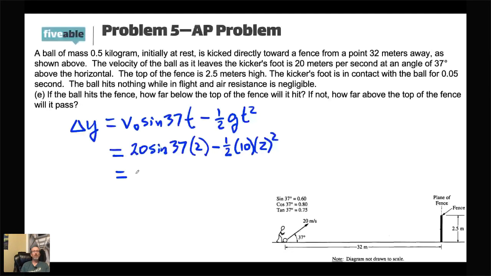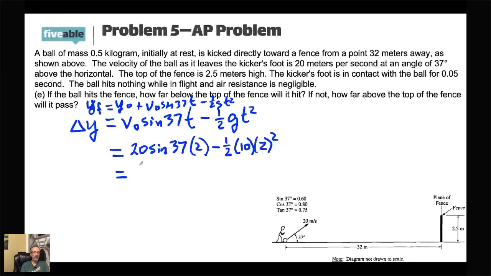The other thing you could have done is say my y final is equal to my y original plus V0 sine of 37 times time minus 1/2 of gravity times time squared. Your original y is 0, so that's your y final. We just moved it to say delta y. It just makes it easier.